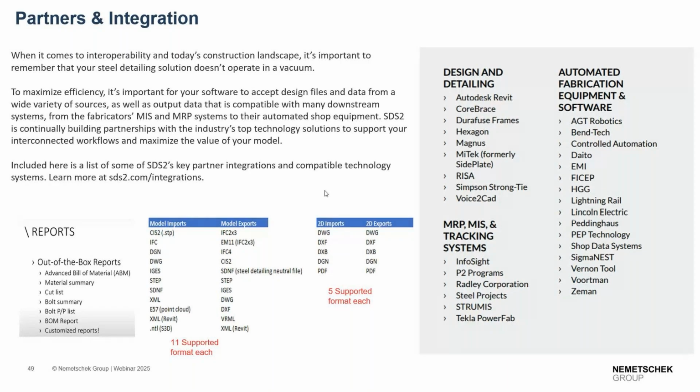SDS can also import and export all the 3D formats which are generally available in the market. That is CIS/2, .stp file, IFC file, both 2x3 and IFC4, DGN, DWG, IGES, STP, SDNF, XML, E57, which is a point cloud file, XML for Revit, and .ntl for S3D. Also, SDS can import and export 2D formats, that is DWG, DXF, DXB, DGN, PDF.